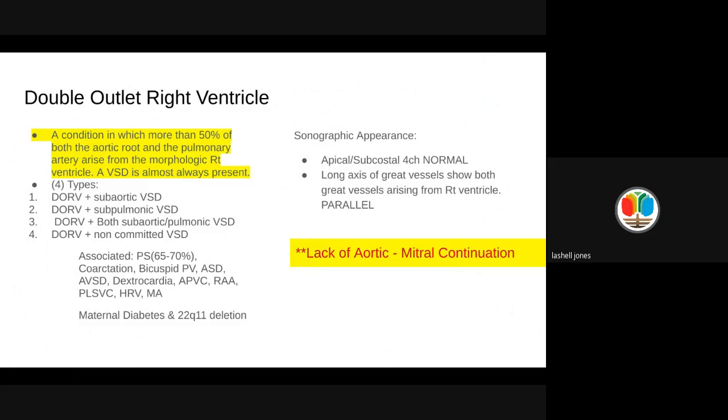Now as far as risk factors for mom, maternal diabetes, as well as 22q microdeletion. Now the best views: the apical or subcostal 4-chamber is normal because we're talking outflow. So of course the 4-chamber view is most likely going to be normal, but when you go to get the crisscross, that's when you're going to see the long axis of the great vessels show both vessels coming from the right ventricle. They're going to kind of run parallel. Okay, I have an example.